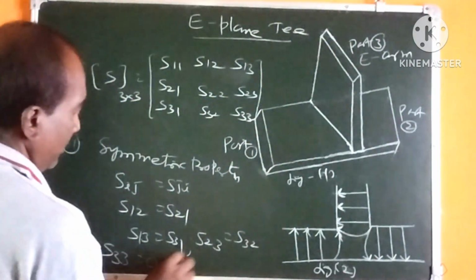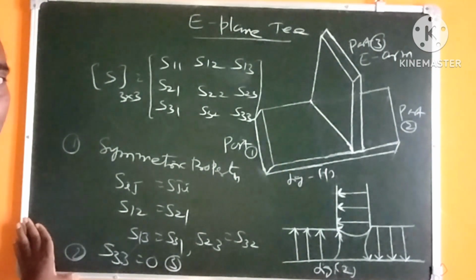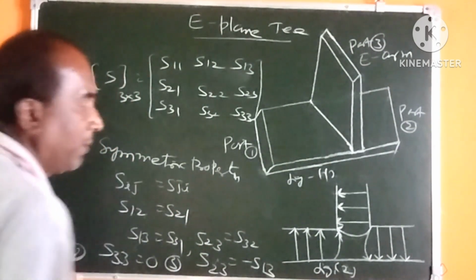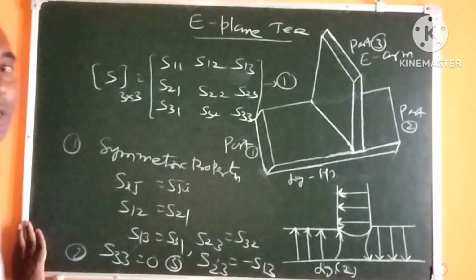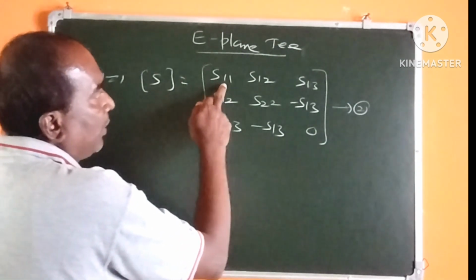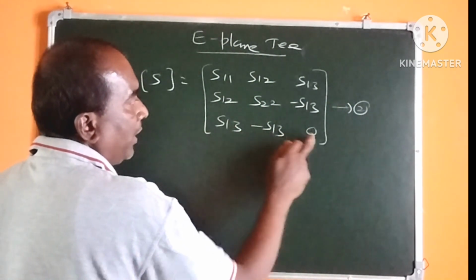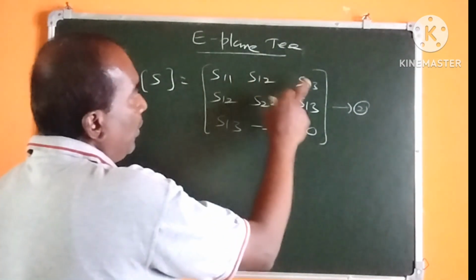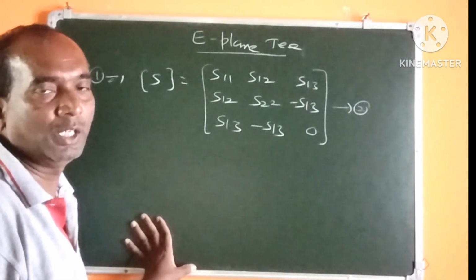That is the third one. When the power is fed at port 3, it comes out through port 1 and port 2 with equal magnitude and out of phase. That is S23 equal to minus S13. Now by substituting this in equation 1, we can get the S matrix of this E-plane T junction as S equal to S11, S12, S13, S12, S22, minus S13, S13, minus S13 and 0. Now there are 4 unknowns: S11, S12, S13 and S22.